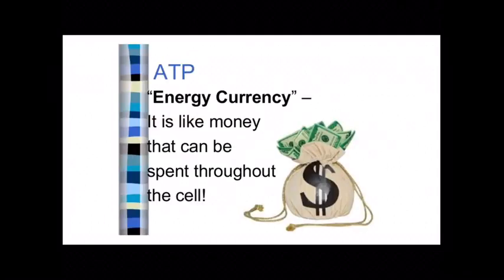So we know that ATP is the energy currency of the body. We've heard that term before. Like this slide says, it's like money that can be spent throughout the cell. When we take in nutrients, we need to break those nutrients down, the macronutrients anyway. They all contain energy. Carbohydrates contain energy, lipids contain energy, proteins contain energy stored in their bonds. And then we need to break those bonds to release that energy. But before we can use it, we need to harvest that energy and put it into an ATP molecule.